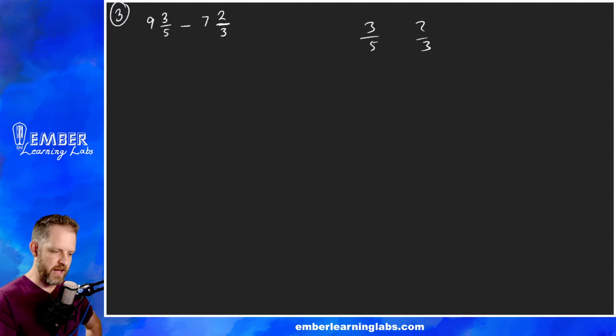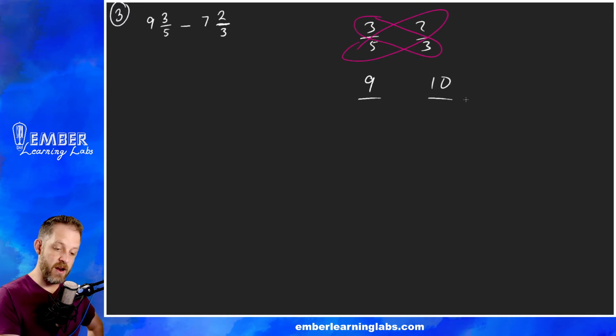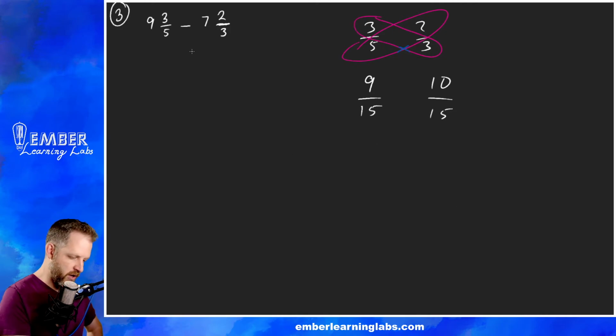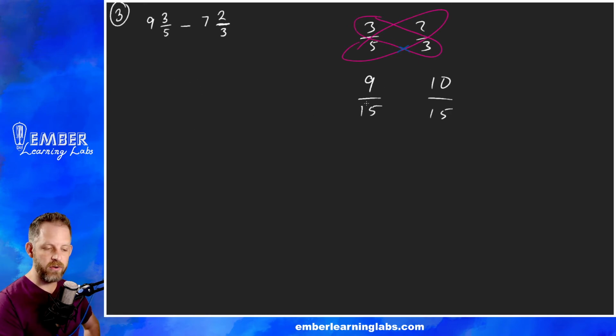All right, so we're going to butterfly these guys. So 3 times 3 is 9. And then 5 times 2 is 10. And then for the denominator, we multiply. 5 times 3 is 15. Okay. So now we're going to take those and put them back in our stack, right? You can do this in scratch paper space, or you could do it right in the problem as long as you keep it neat. Either way, right?